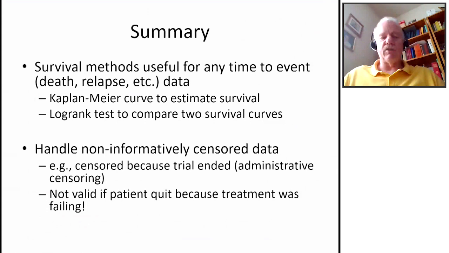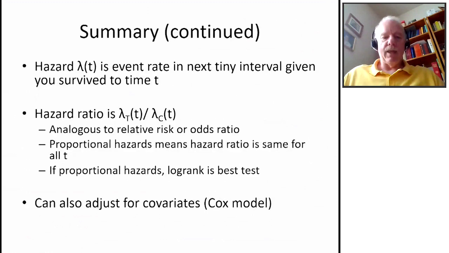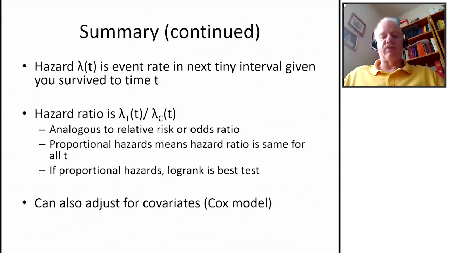So these methods that I've shown you are not valid if the patient quit because they were getting worse, for example. And then hazard rate is like an instantaneous event rate in the next tiny interval given that you survived up to now. The hazard ratio is the ratio of those rates between the treatment and the control group. And that's really analogous to a relative risk. And the proportional hazards assumption means that you're assuming that hazard ratio is the same for all time. And if that's the case, then the log rank test is the best test to use. And you can also adjust for any baseline covariates using the Cox proportional hazards model.